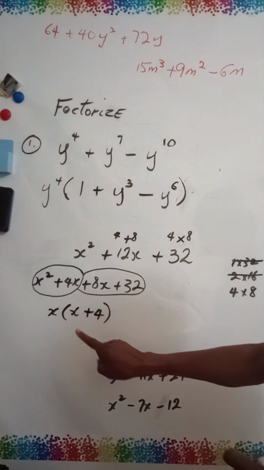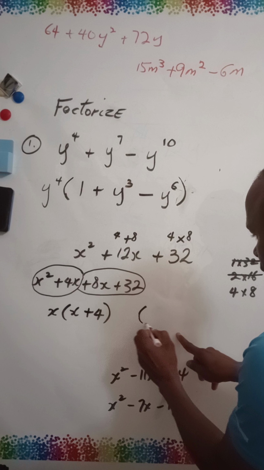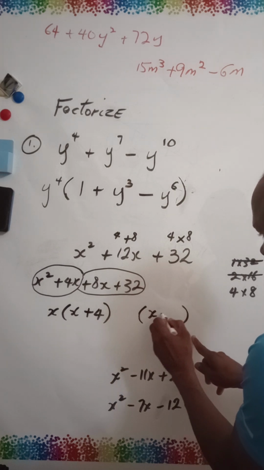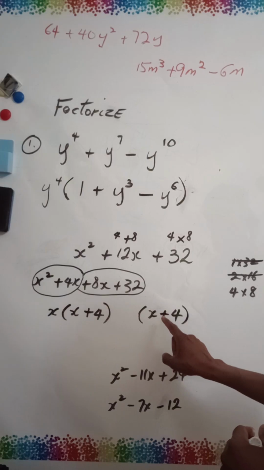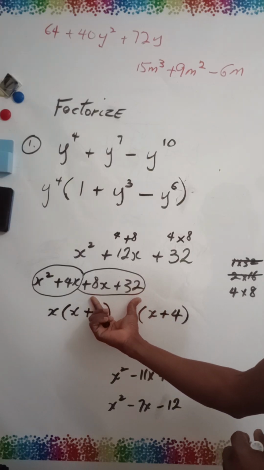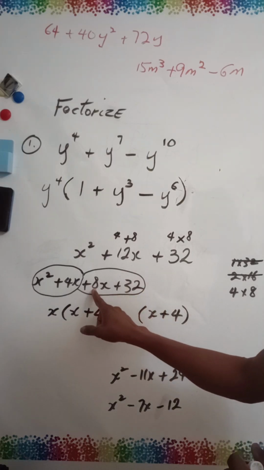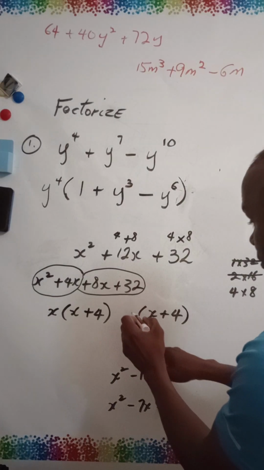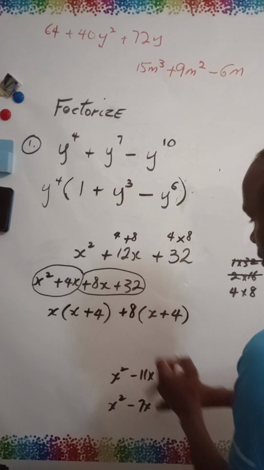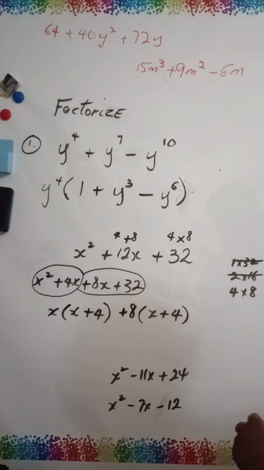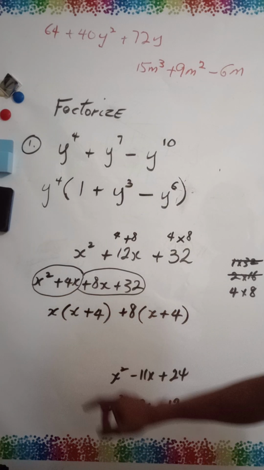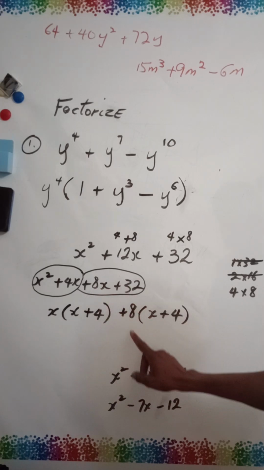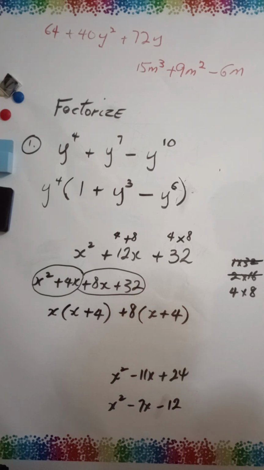What's in this parentheses here? We want to know what times this gives us the second pair. And seeing as this first number is the clue for now, that number is 8. Let's check now to see if we're correct. X times x is x squared. X times 4 is 4x. 8 times x is 8x. 8 times 4 is 32.